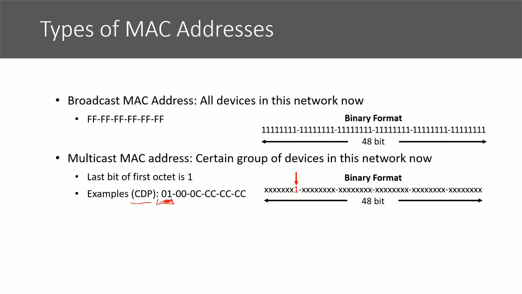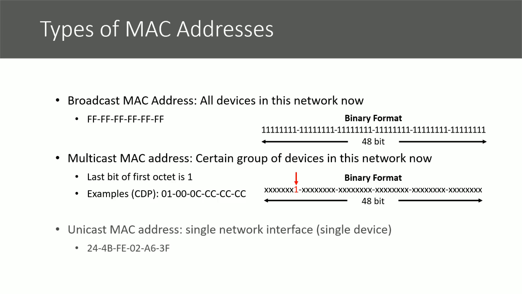If you convert this 01 hexadecimal into binary, it will be 0000 for the first 0 and 0001 for 1. So the last bit of the first byte is 1. So this is a multicast MAC address.